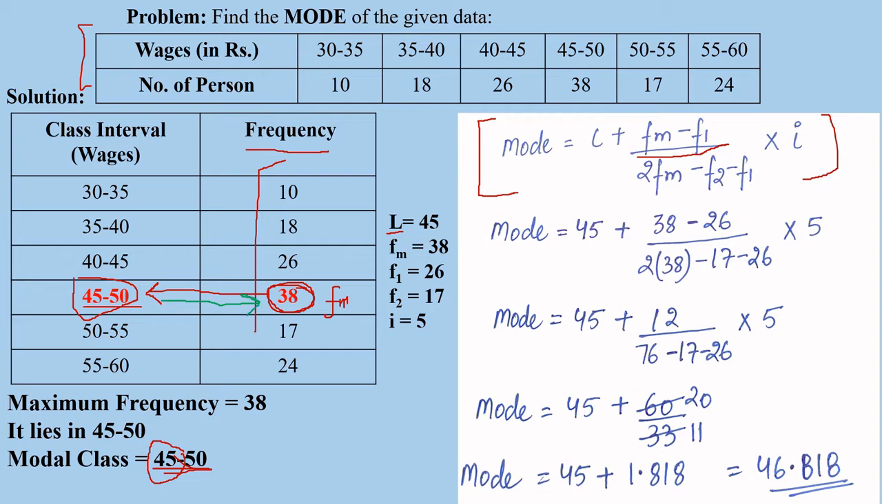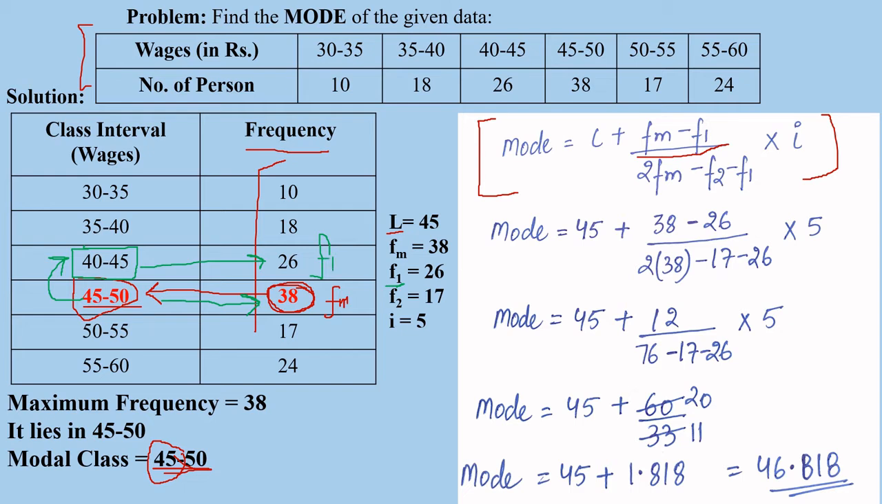Now find the value of F1. F1 is the value of frequency of class interval which is present before the modal class. So the class interval which is present before the modal class is 40 to 45 and the value of frequency for this class interval is 26. So the value of F1 is 26.